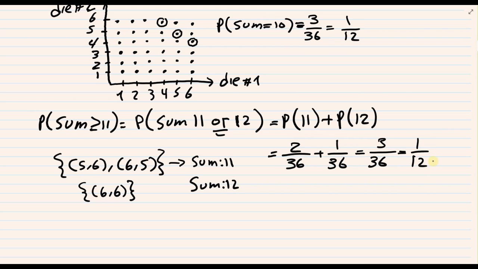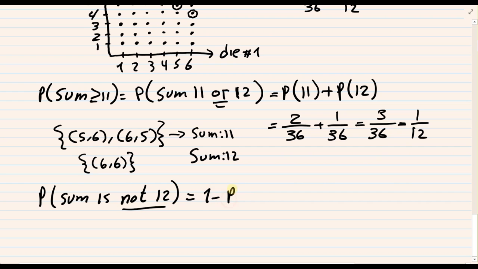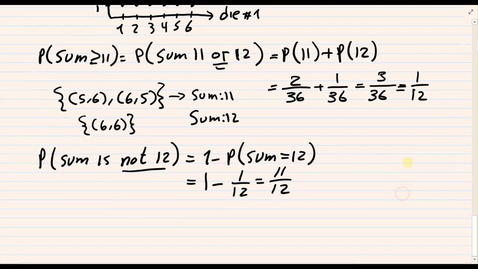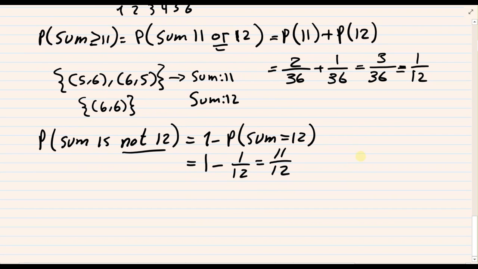So you can see how this works out. Now, I can do this one. What is the probability that the sum is not 12? Now, not 12 means everything else, right? So this would be 1 minus the probability that the sum is 12. And that's 1 minus 1/12, which is 11/12, right? So, a highly likely event. And this is just another example of using the addition law.